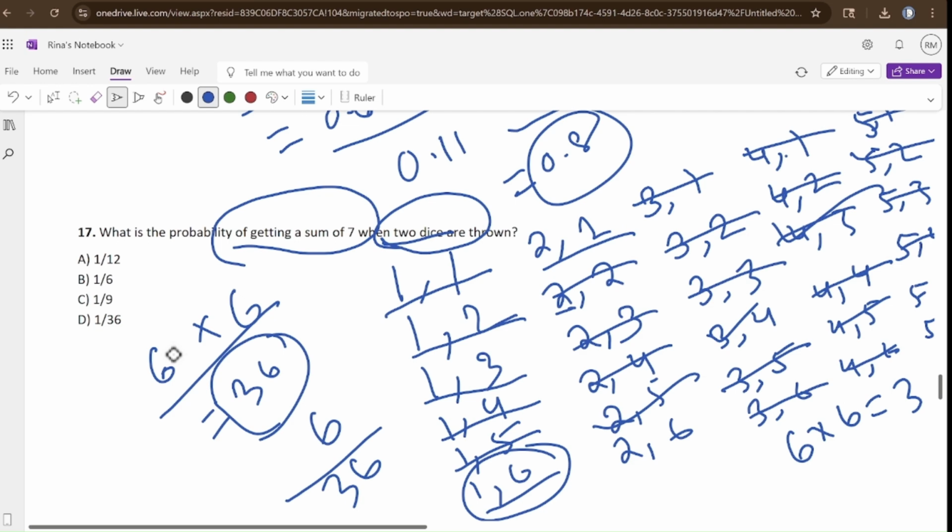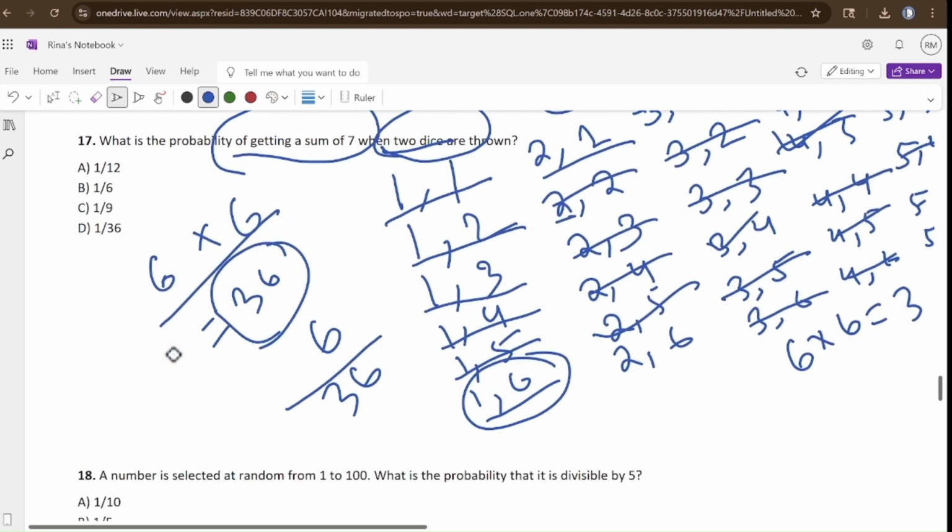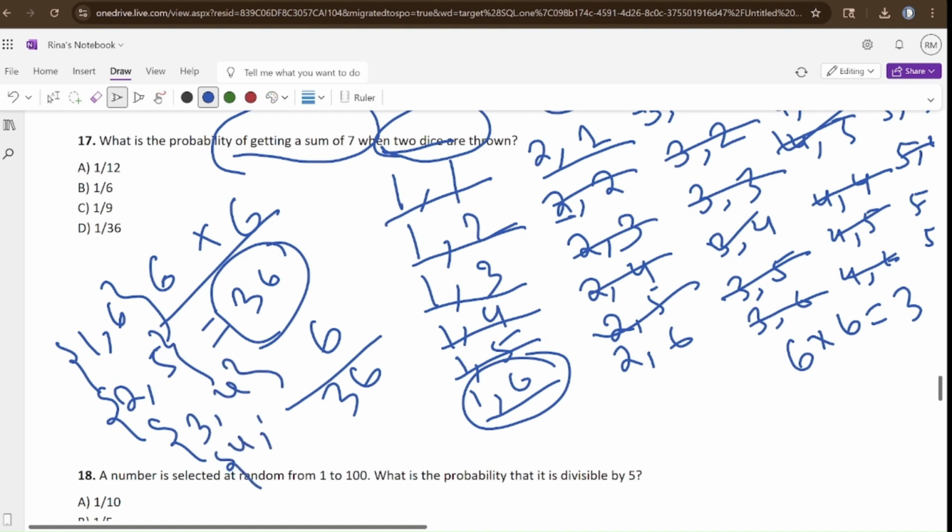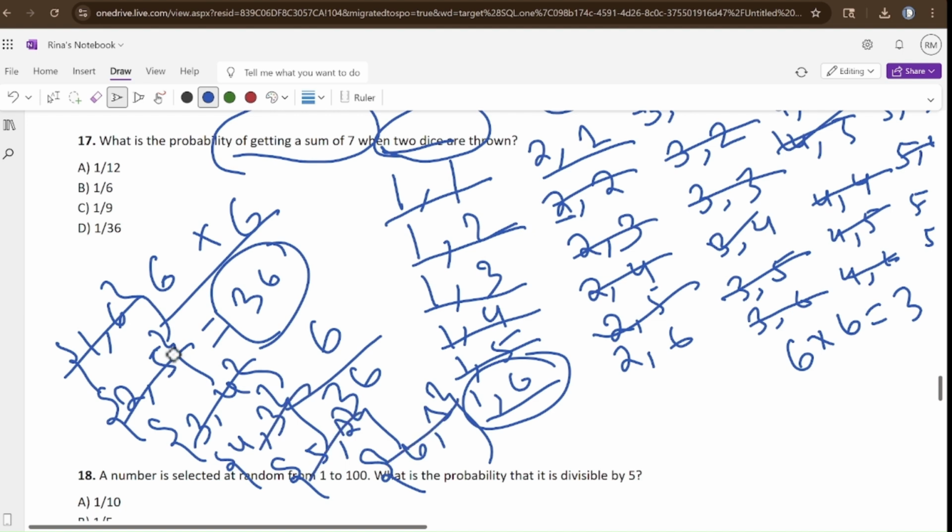So 6. Okay. Or once you know these things, you can simply calculate by yourself that if the first one is 1, you need 6, then only it will become 7. If the first one is 2, then you need 5 to become 7. If the first one is 3, then you need 4 to become 7. If the first one is 4, then you need 3. If the first one is 5, you need 2 to make 7. First one is 6, then you need 1 to make 7. Right? So 1, 2, 3, 4, 5, 6. So total 6 favorable outcomes can happen to get exactly a sum of 7. Simple. So the answer will be 1 by 6.